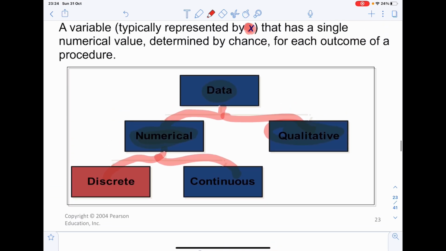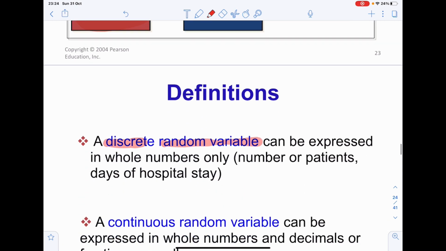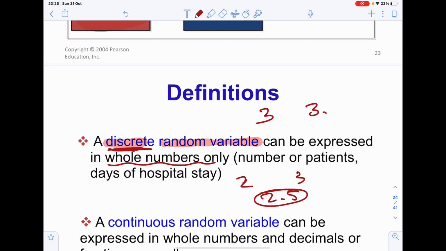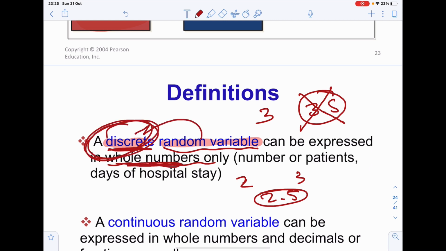As you see here, this is the random variable. A discrete random variable, which is this one, can be expressed in whole numbers only. Number of patients, number of days, number of holidays, number of hospitals. For example, I cannot say the number of your siblings or the number of rooms in the house is a fraction. I must express it as a whole number. The number of your siblings is 2 or 3, you cannot tell me 2.5. So this is what I mean by a discrete random variable. The number of rooms in your house can be 3 bedrooms, you cannot say 3.5 bedrooms. That's why I call this kind of random variable a discrete random variable, because I can express it in whole numbers only.